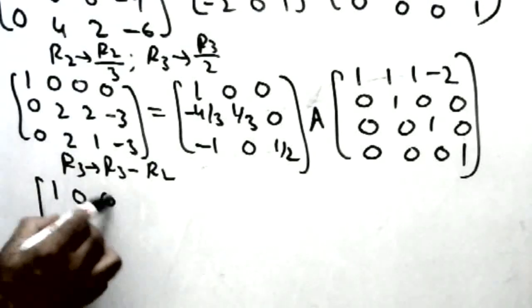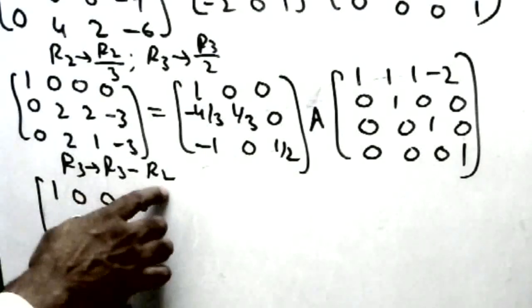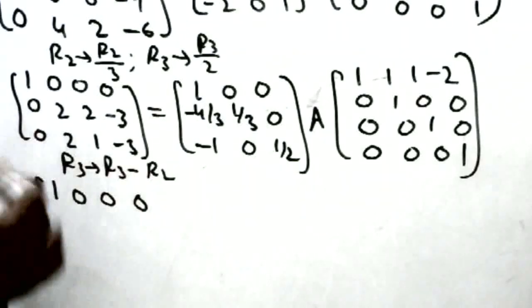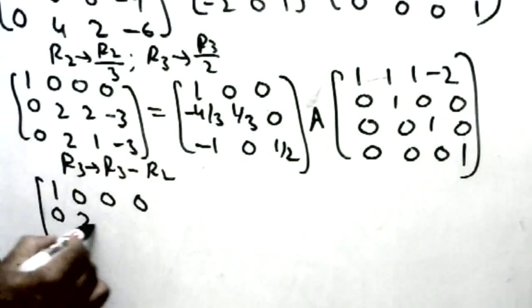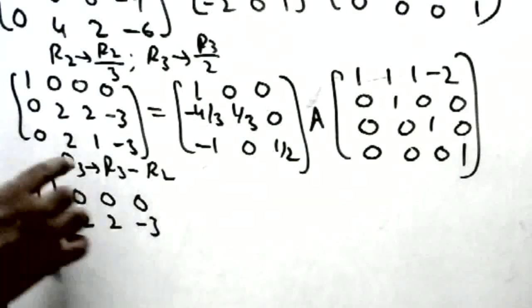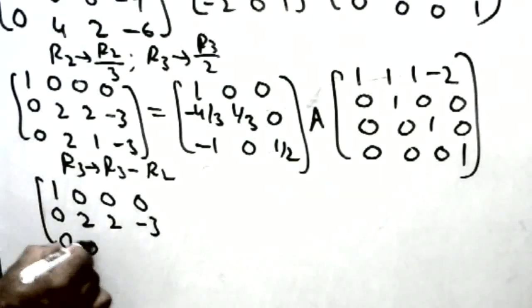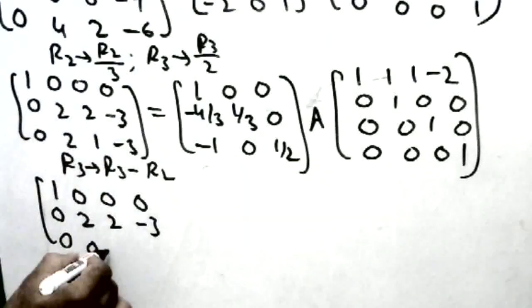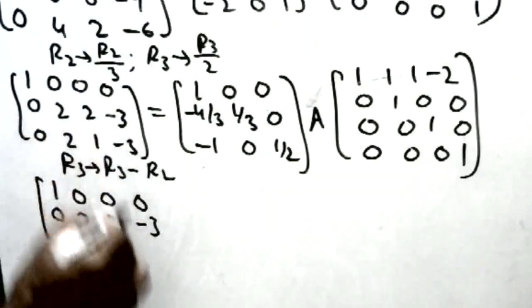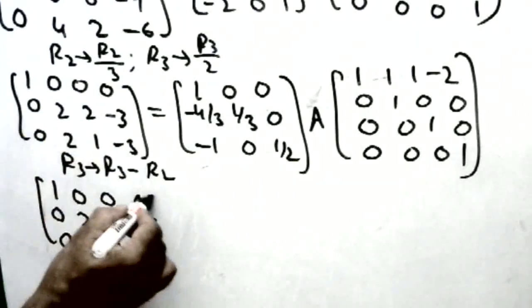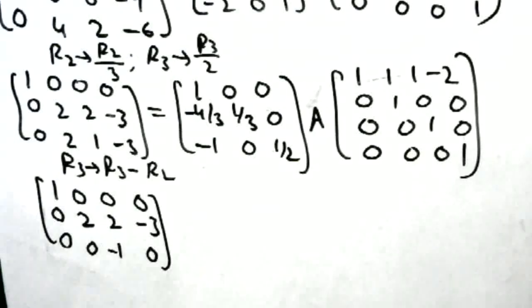See here, we are not changing R1, so write as it is 1 0 0 0. Now R3 minus R2. We are not changing the second row also, 0 2 2 minus 3. Now third row, 0 minus 0 will be 0, 2 minus 2 is 0, 1 minus 2 is minus 1, minus 3 minus 1 plus 3, this will also become 0.